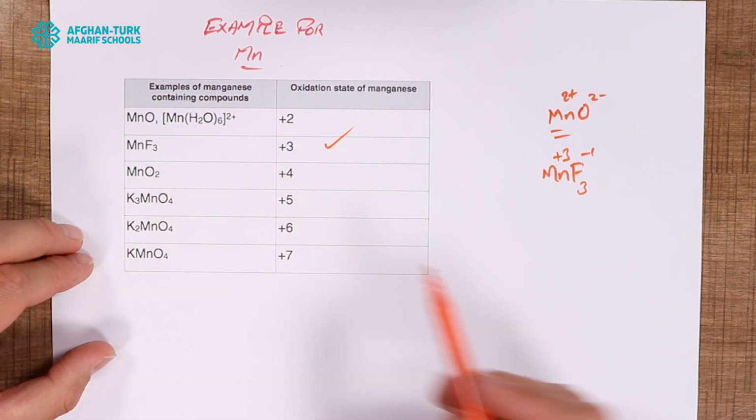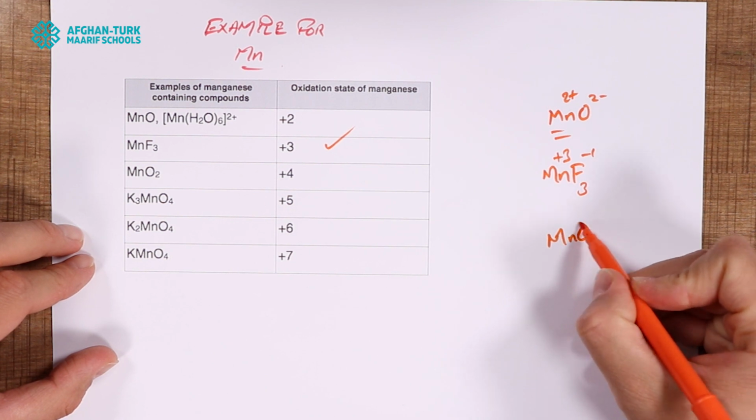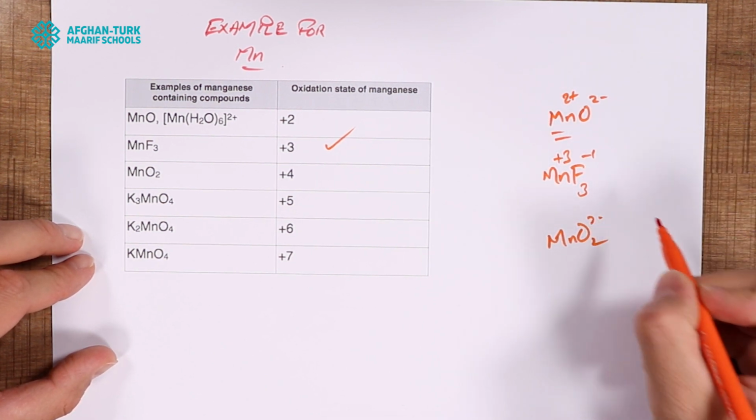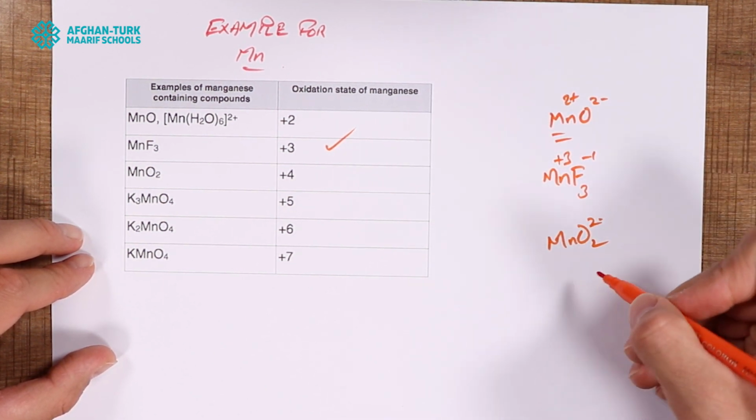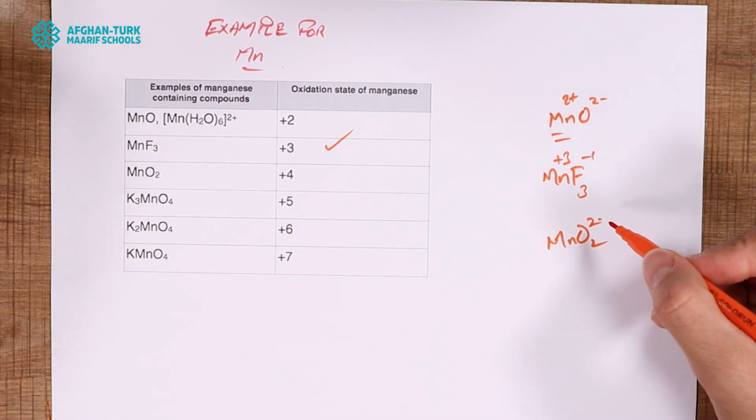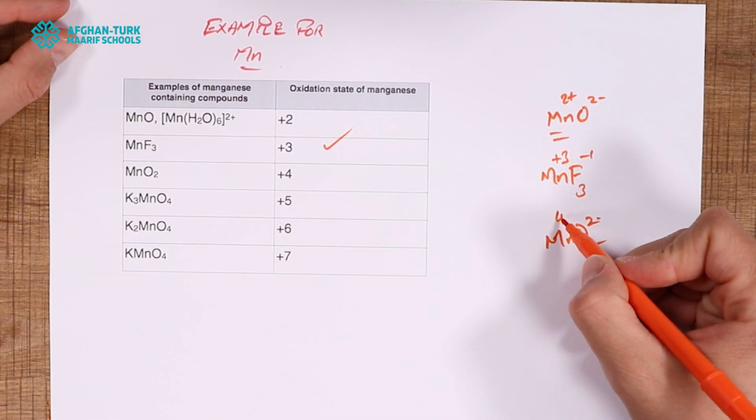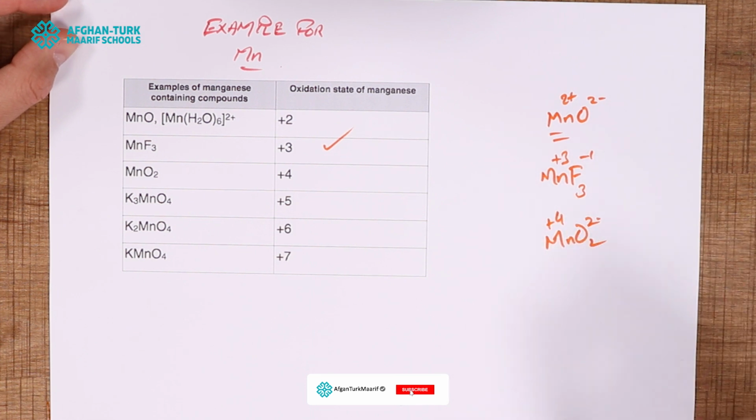And then there is MnO2. For oxide, I told you that it's minus 2. Minus 2 times 2 makes minus 4. To neutralize the minus 4, we will need plus 4 over here.